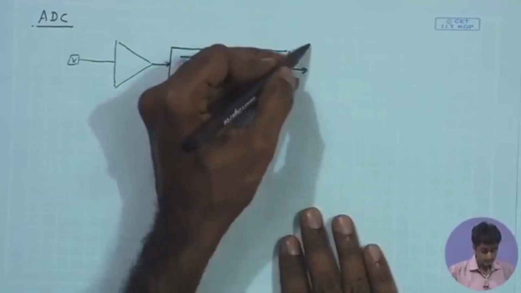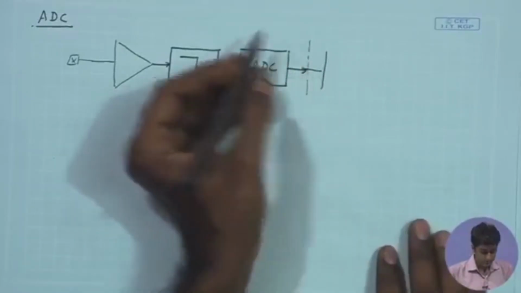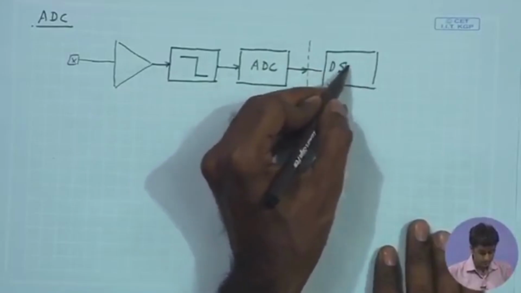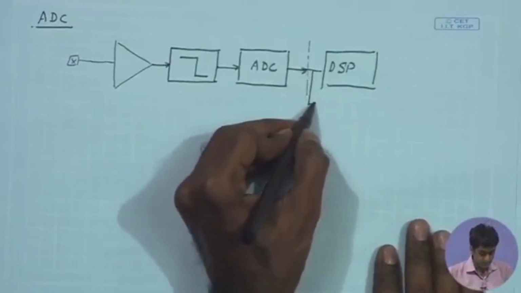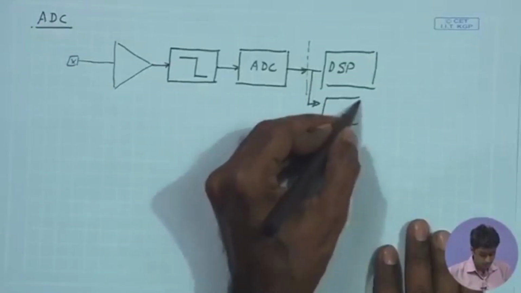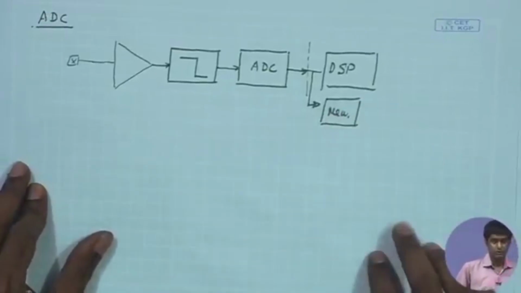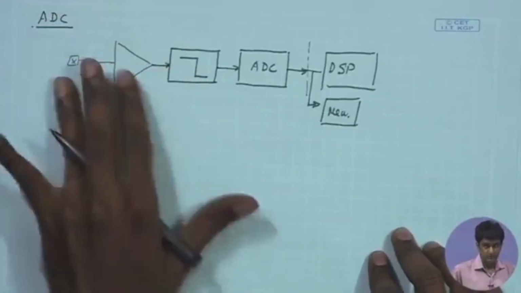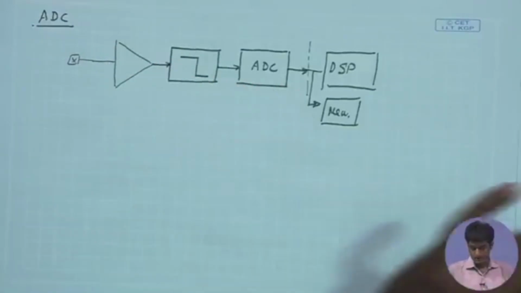And next it goes to the digital domain, and you can do all your signal processing in the digital domain, the digital signal processing that you want to do. You can also store your data in the digital memory conveniently. So, this is the overall system, and we have looked into the details of the first two, and we are going to start with the implementation of the ADC.